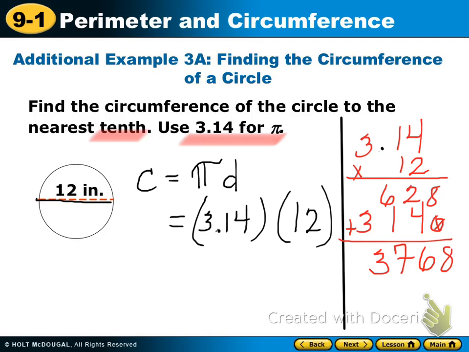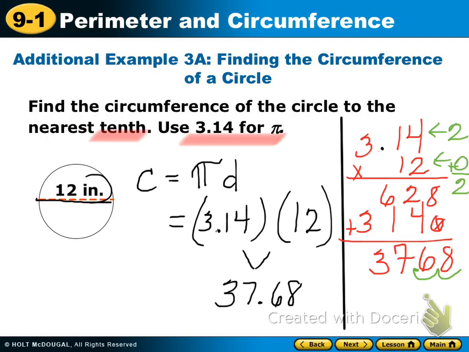Now remember, you have to count the number of decimal places. So we have 2 decimal places here. We have none here. Put those together. We should have 2 in our answer. So that means that we move 2 decimal places. So our answer over here, put our caret, is 37.68. And your units were inches. So we put our inches. And that's our circumference.